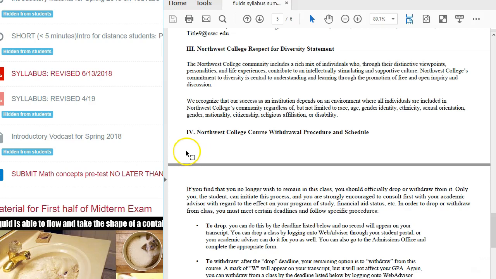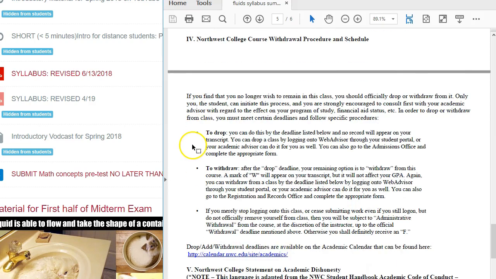Northwest College Respect for Diversity. Once again, we do not discriminate based on any of these factors: race, age, gender identity, ethnicity, sexual orientation, gender itself as contrasted to gender identity, nationality, citizenship, religious affiliation, or disability. So that's just a statement of guarantee for you. And in engineering, we tend to be a pretty diverse lot anyway, so we are pretty good at this, I like to think. But it's a guarantee to you that regardless of your concerns, you will be treated fairly and you will not be discriminated against.